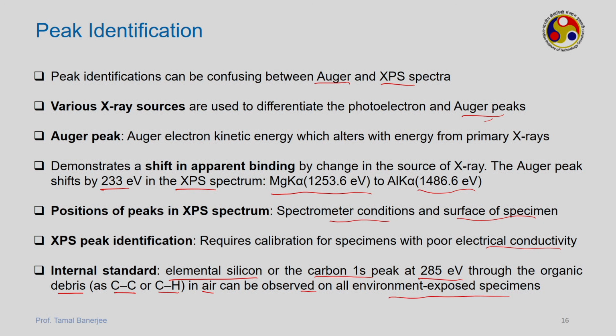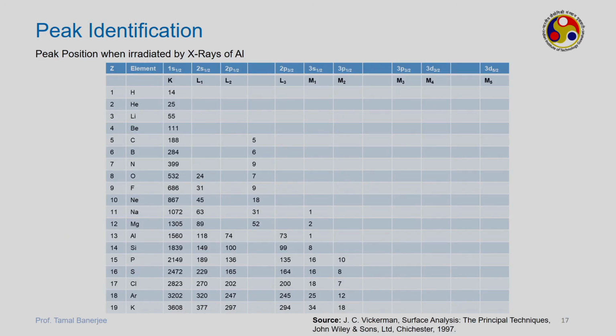Okay. So, as I told you, carbon, nitrogen, oxygen are adsorbed everywhere. So you can see these debris, C-C and C-H, will mostly be available in all XPS spectra. Now, if a particular sample of these elements is irradiated by X-rays of the K alpha line of aluminum, the total binding energies will be something like this. So you see these are different KLL lines, these are LMM lines and these are MM lines.